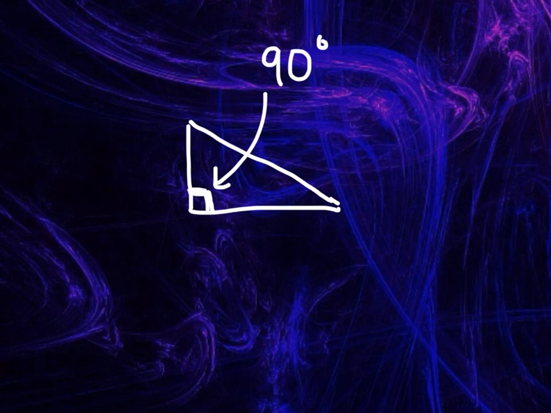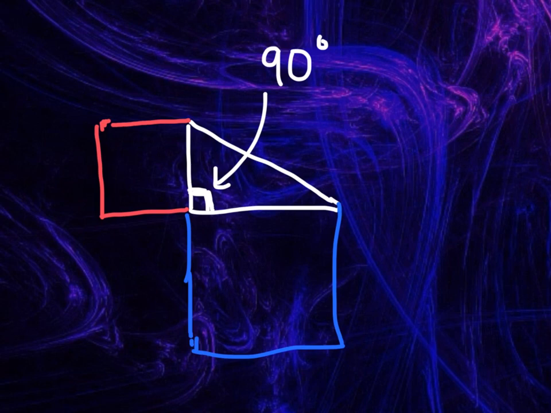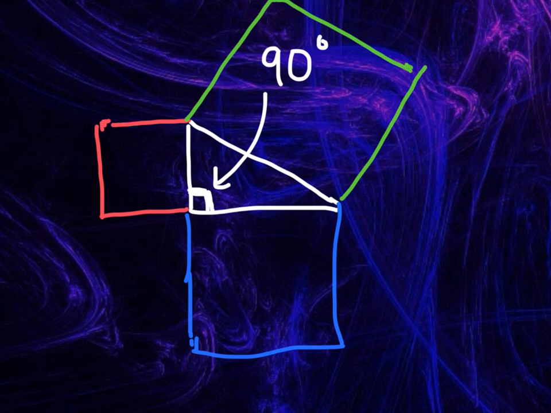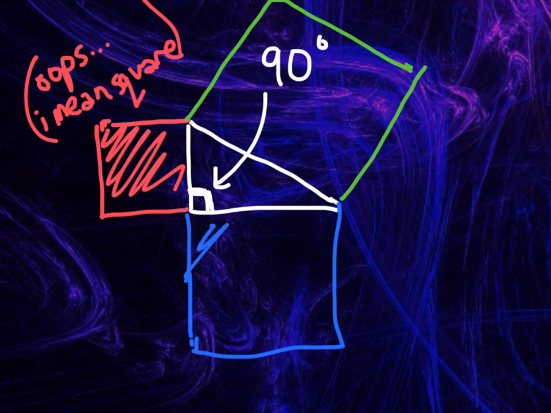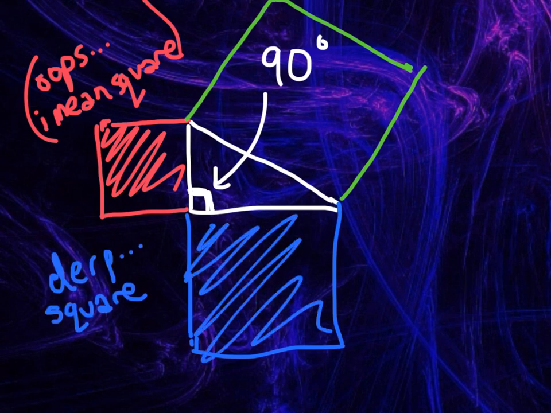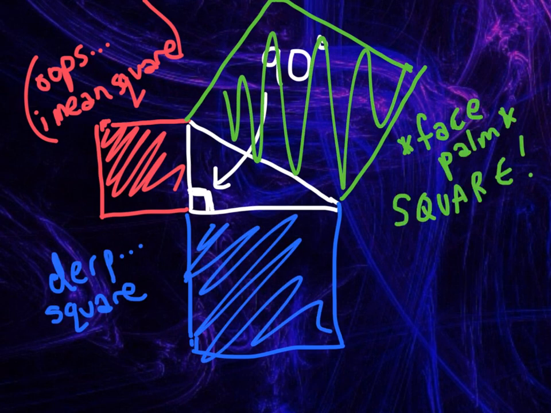draw a square coming out from each side of the triangle. So here is one side, here is another side, and finally the third side. He realized that there is a pattern, no matter what size or what type of right triangle. He found out that if you add the area of this square plus the area of this square, you will always get the area of this third square.